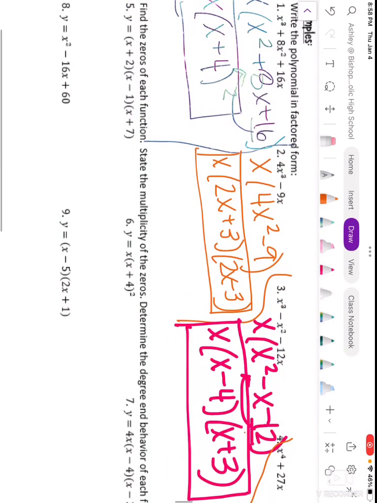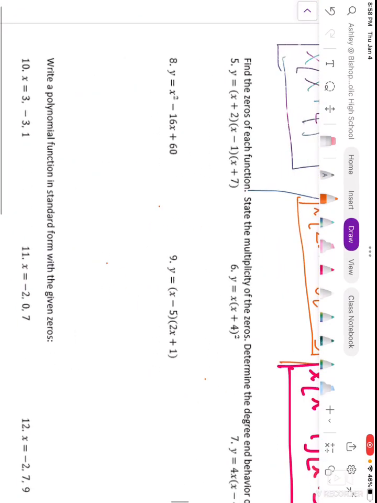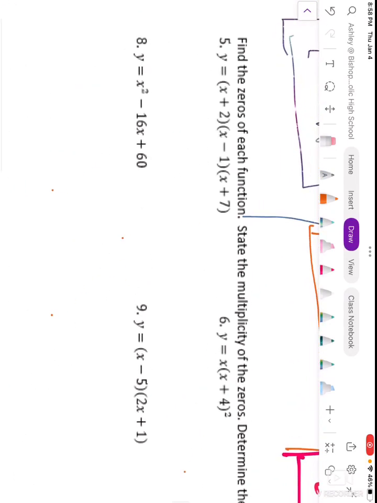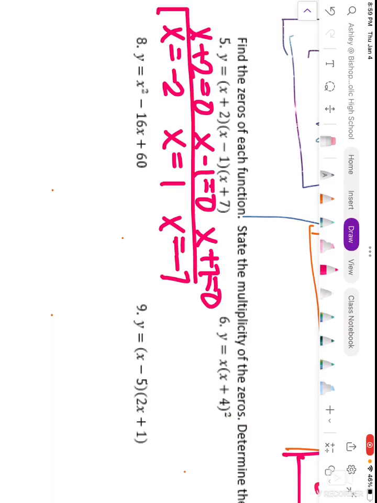All right, these next ones, we are finding the zeros, stating the multiplicity if it is more than 1. So if we just set each of these things equal to 0, it's already factored. So x plus 2 is 0. If we solve that, x is negative 2. X minus 1 is 0. If we solve that, x is 1. X plus 7 is 0. If we solve that, x is negative 7. And that is my full answer.